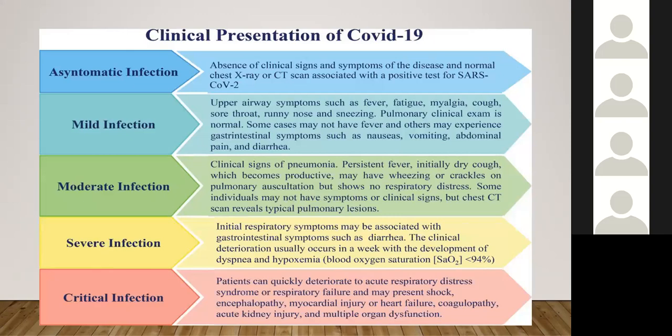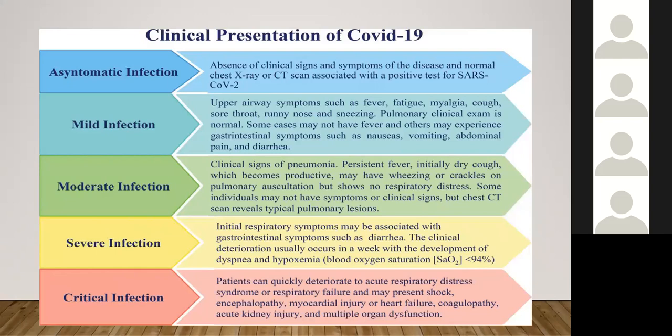So I gave you a table that would usually direct you to what kind of features you're looking out for. As you can see, patients who are asymptomatic don't have any clinical features at all. Chest X-ray findings are fine, but they've tested positive for COVID. Patients who have mild infection will usually have non-specific upper airway symptoms like a cold, constitutional symptoms like fever, headache, all of those things. When you examine the chest, it looks fine, okay?